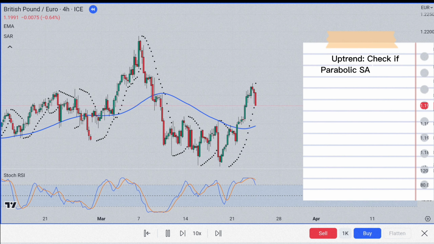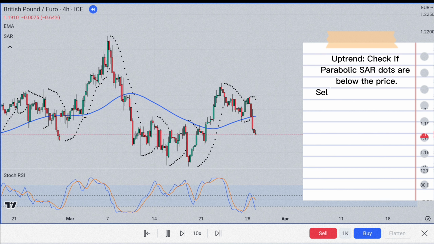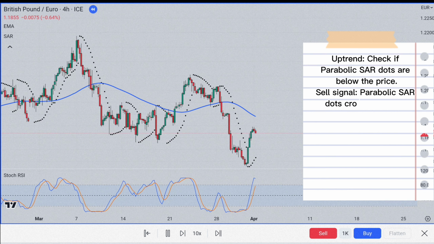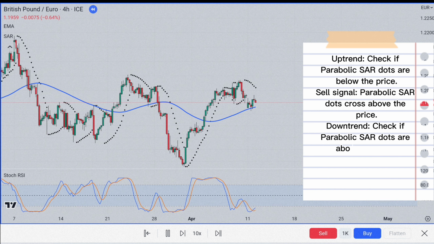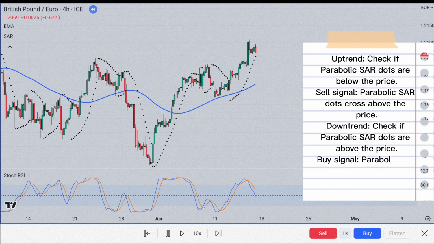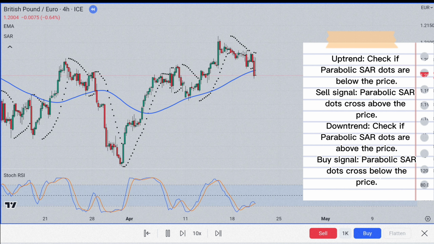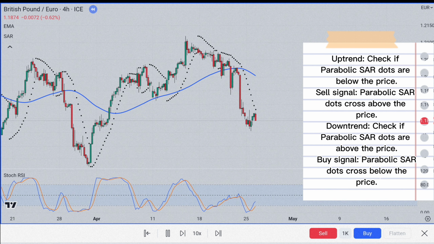Uptrend. Check if parabolic SAR dots are below the price. Sell signal. Parabolic SAR dots cross above the price. Downtrend. Check if parabolic SAR dots are above the price. Buy signal. Parabolic SAR dots cross below the price.